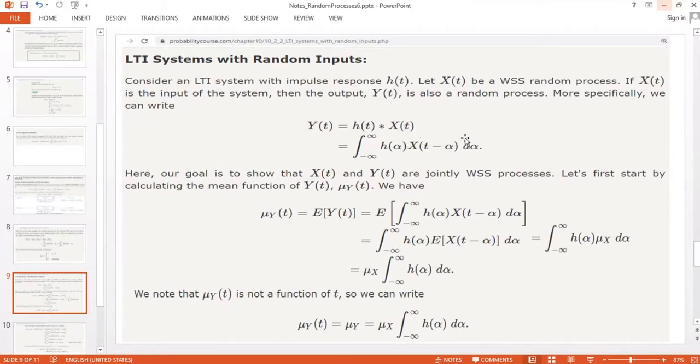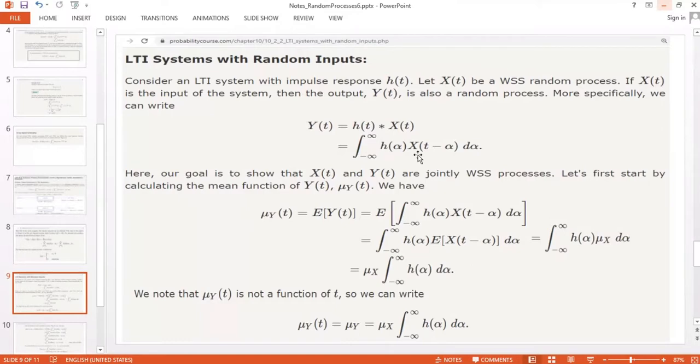This we have already defined. If you have a linear time invariant system with impulse response h(t), then the convolution of h(t) with x(t) will give you the output y(t), and the convolution is defined by the integral of h(alpha) x(t minus alpha) d alpha, or x(alpha) h(t minus alpha) d alpha. In any way you can define it.